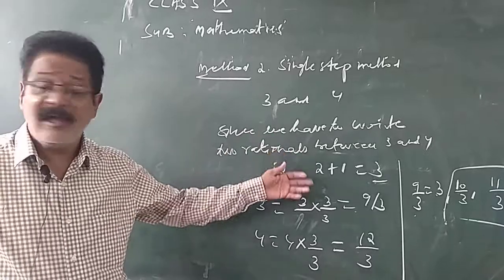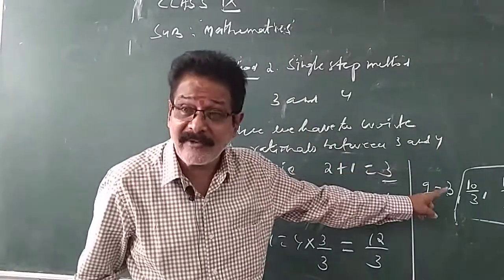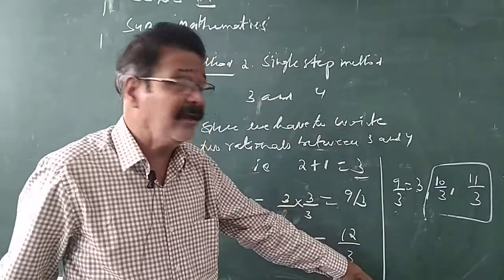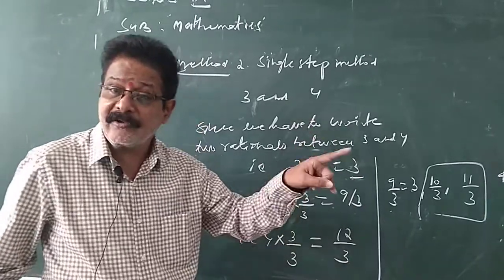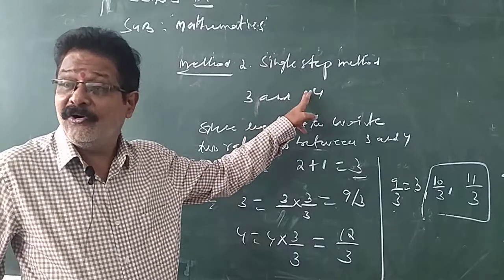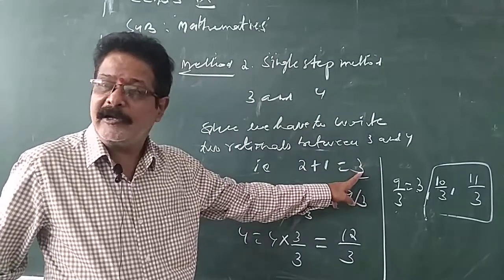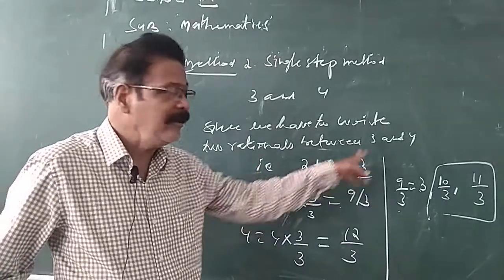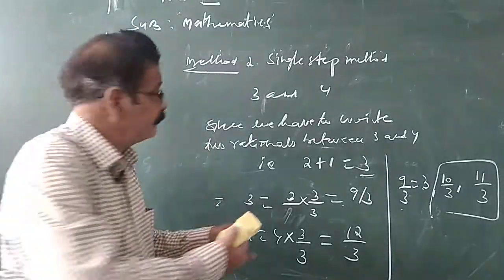Suppose if you want to arrange 10 rationals, 10 plus 1, 11. 11 should be written as the denominator of each rational. Suppose if you want to arrange 12 rationals, 12 plus 1 is equal to 13. 13 is written as the denominator of 3 and 4. So whatever denominator result you get, you multiply and divide by that. The resultant ones are written between the given rationals. This is called the single step method.